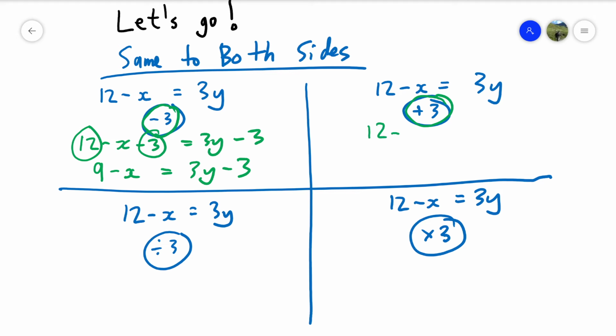Now let's do the plus. Same thing again. Do it once to each side because it's a plus or a minus. Similarly, we can combine the 12 and the 3, which will make 15 minus x equals 3y plus 3.